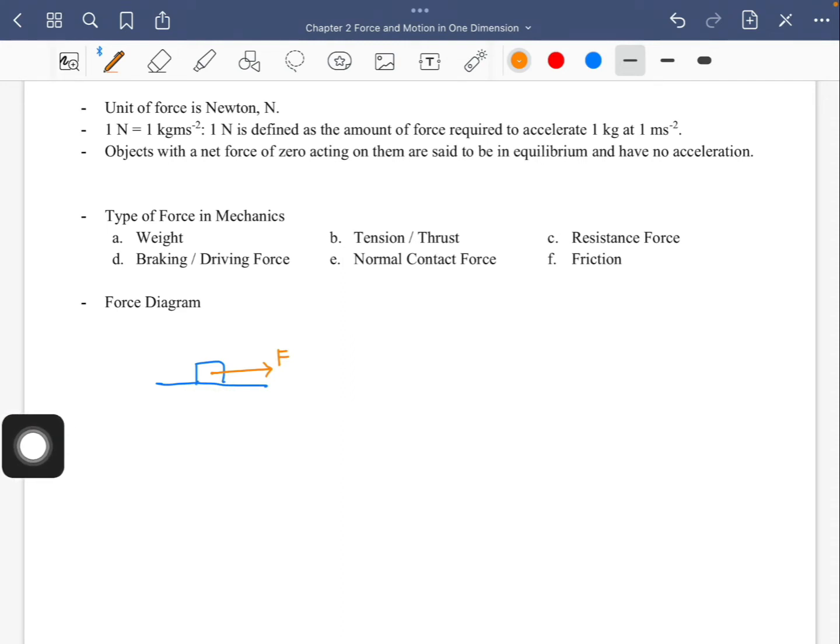Okay, and the other example: let's say we have the same case where we have an object on the horizontal floor and there are a few forces acting on it.